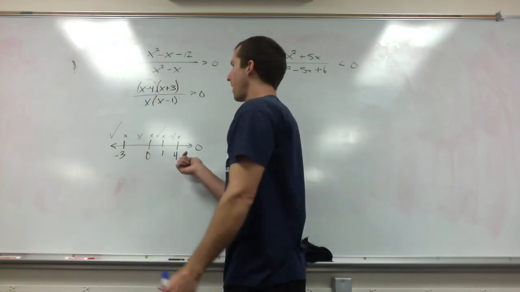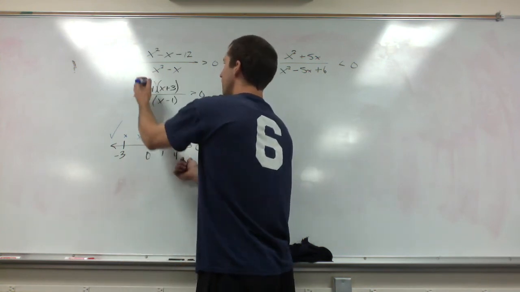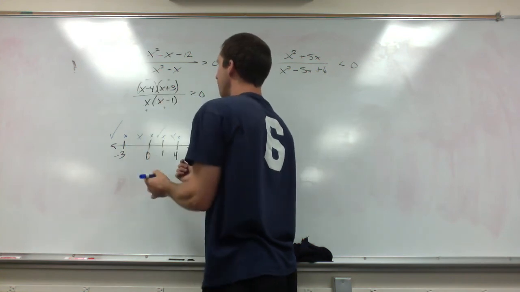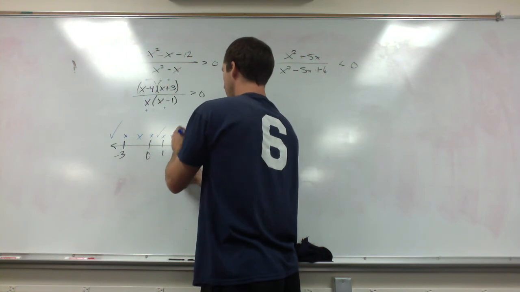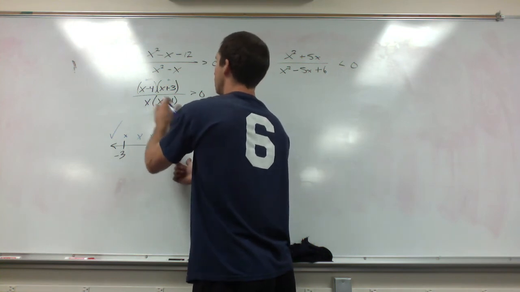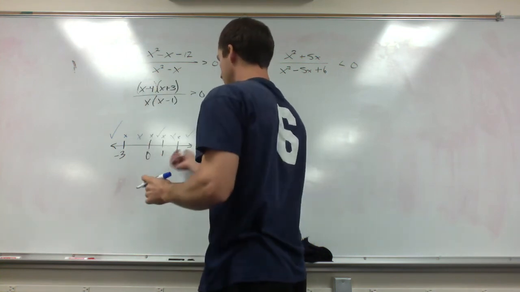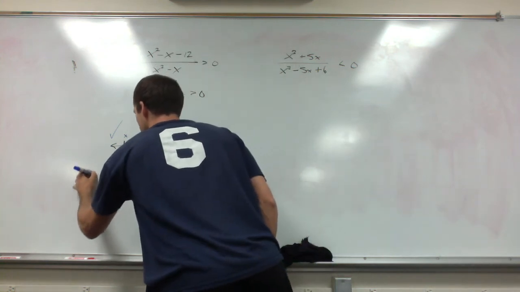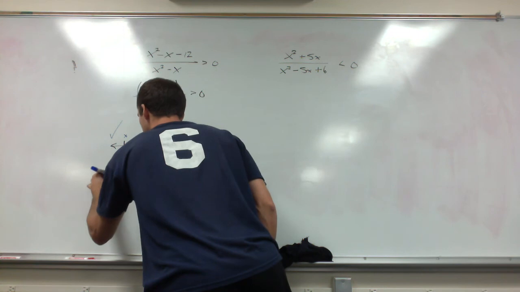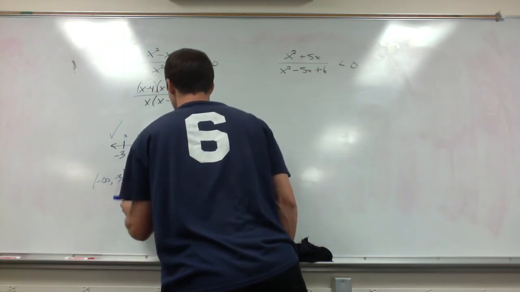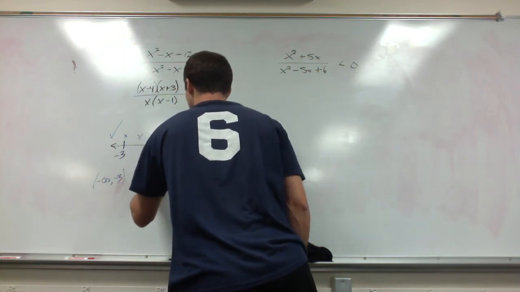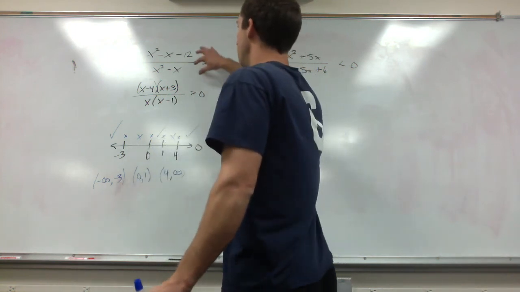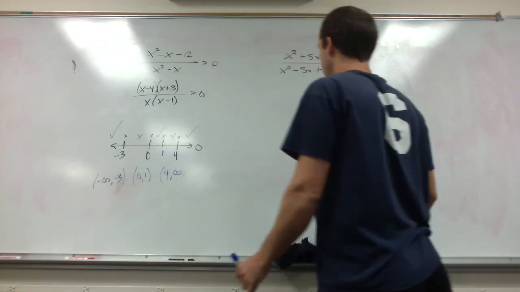And then maybe 5: positive, positive, positive, positive. All these positives, the product will be positive. So greater than 4 works. So we got a few intervals here. We got negative infinity to negative 3, we got 0 to 1, and we got 4 to infinity as the values of x that will make this inequality true.